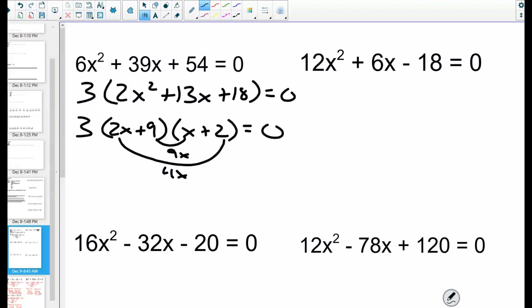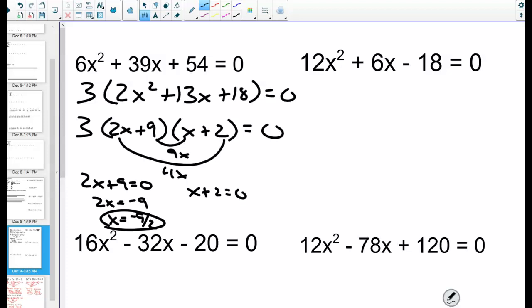When you solve, the GCF is irrelevant unless there's a variable with it. If there's no variable with the GCF, we don't have to worry about it. 2x plus 9 equals 0. 2x equals negative 9, and my x equals negative 9 halves. X plus 2 equals 0. X equals a negative 2.